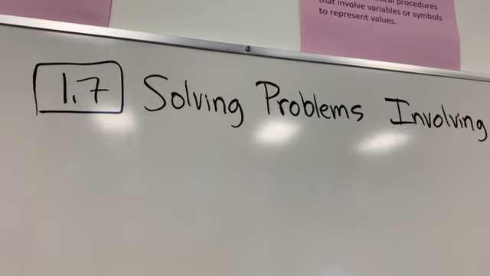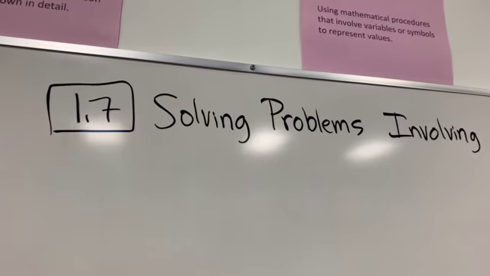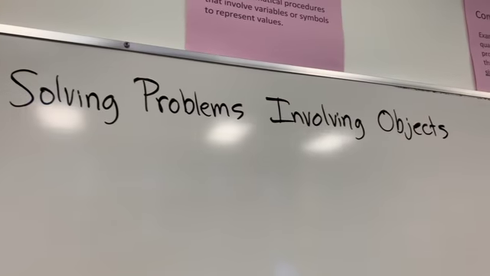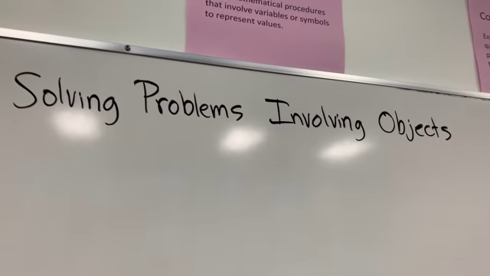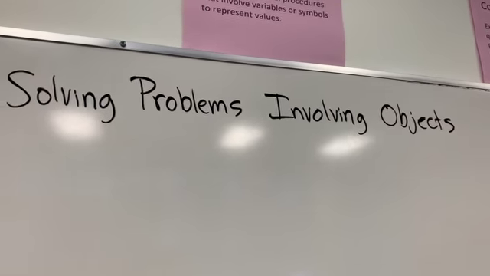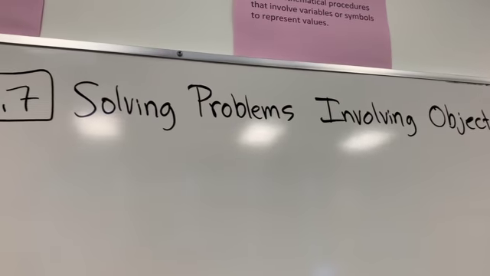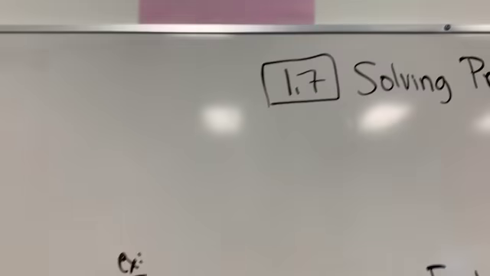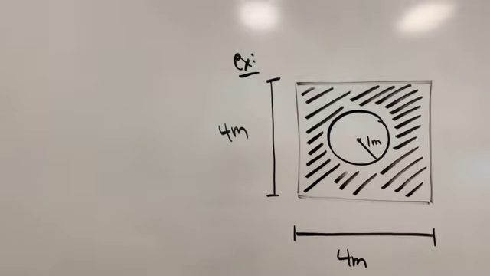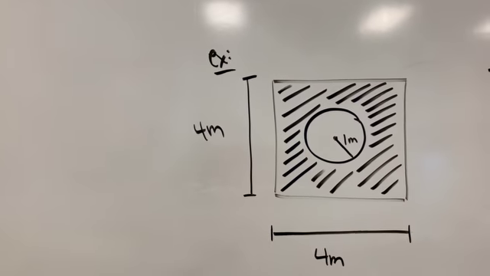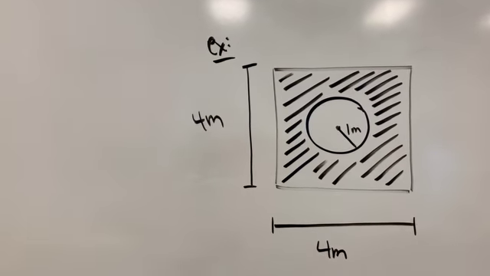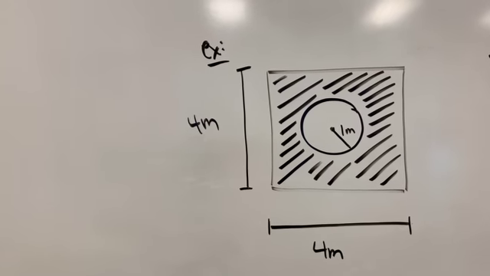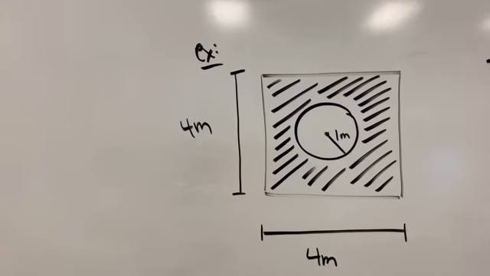Math 10's first intro example for 1.7, solving problems involving objects. So we're talking about surface area and volume problems, and they get slightly more complicated here. To rewind back to what Math 9 had you do a whole bunch of, you had shapes and you had to find partial areas, partial surface areas. So here's a straightforward one.